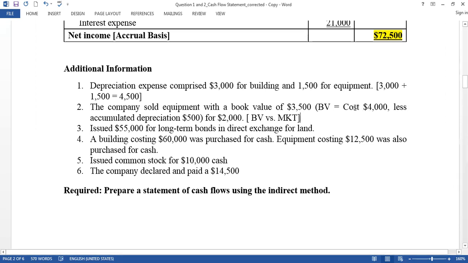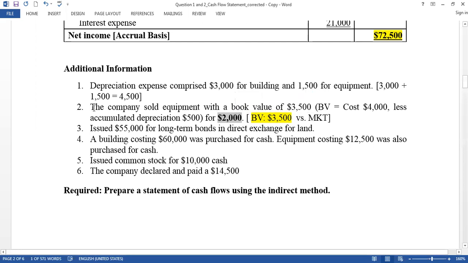So cost $4,000, accumulated depreciation $500. So the book value is 3,500. The question already gave you what the book value is. Book value is 3,500. So we find the book value. Now the question said that you sell this asset, and from the market you receive $2,000.